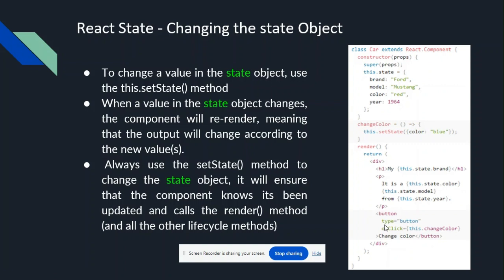Then we have to change the state object. How do we change and update the property value of the state object? We use the this dot setState method. So the class has the built-in state object. Similarly, it has the this dot setState method, and it tells the component and the lifecycle methods that the value has been changed and the component needs to be re-rendered.